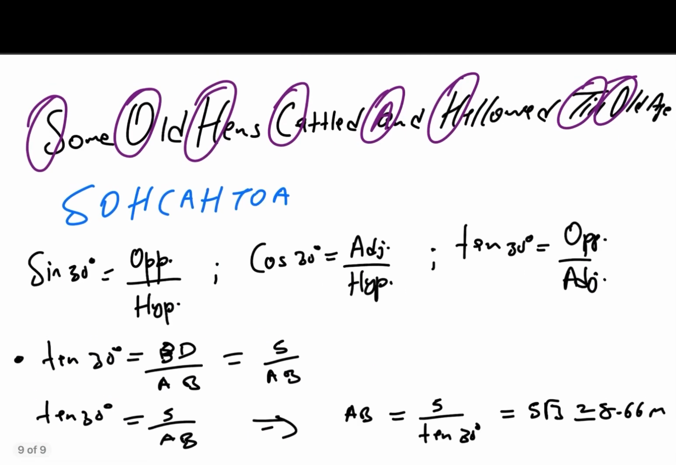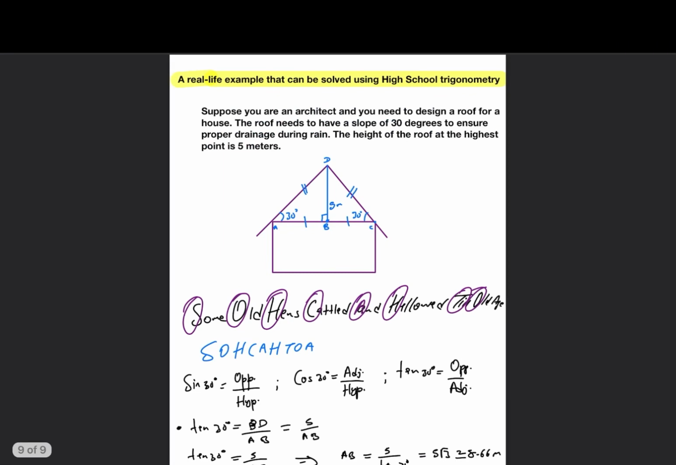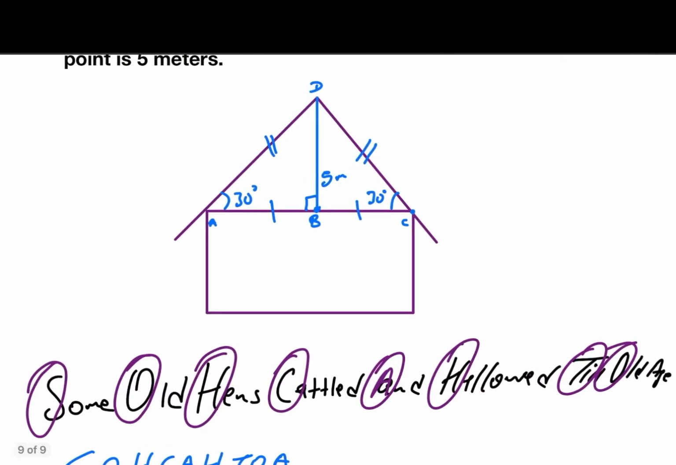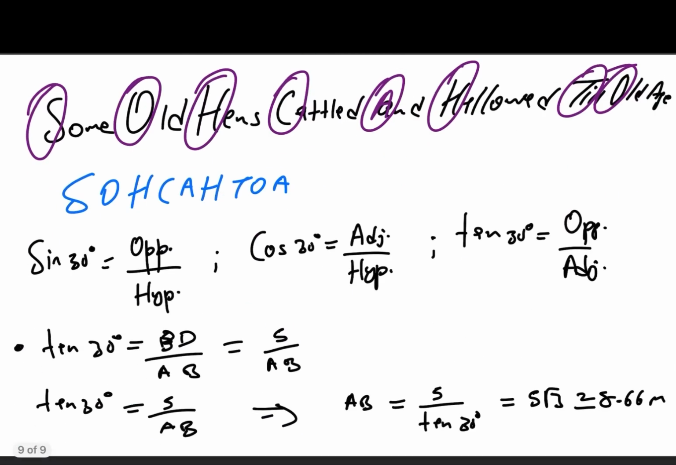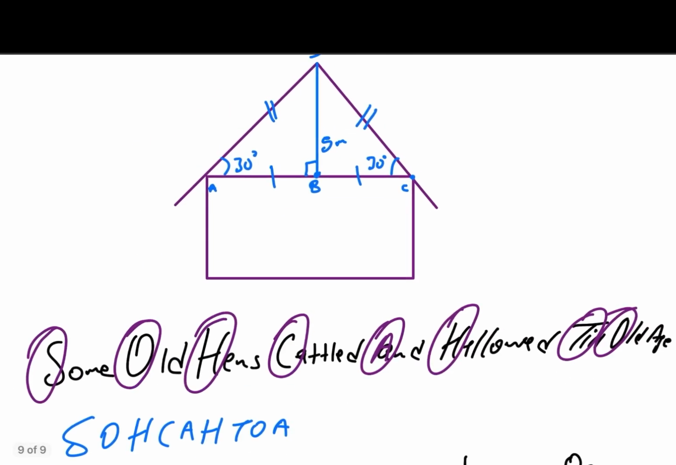So if that's your AB, remember what you're looking for. You're looking for this side of the angle. So this is AB. AB is 5 root 3, and BC is 5 root 3 as well. So what you have found out is this is 5 root 3 and this is 5 root 3 meters.